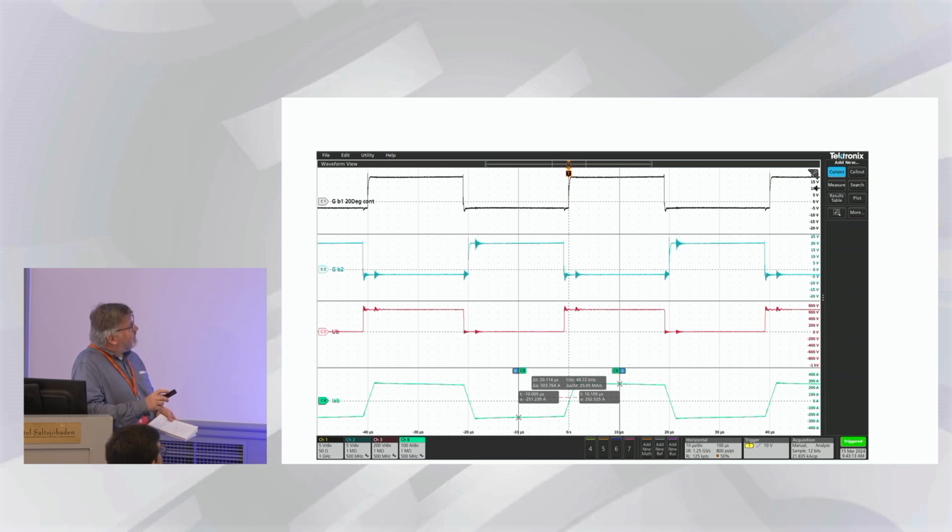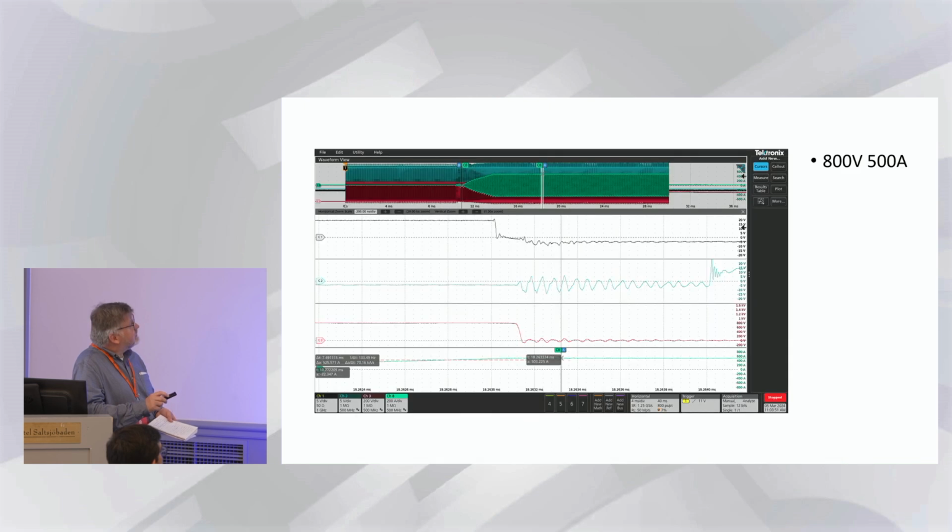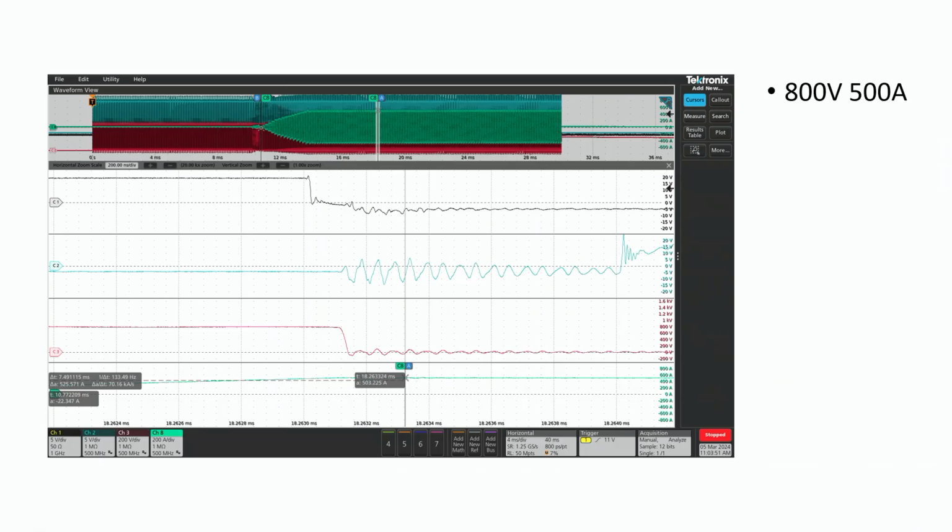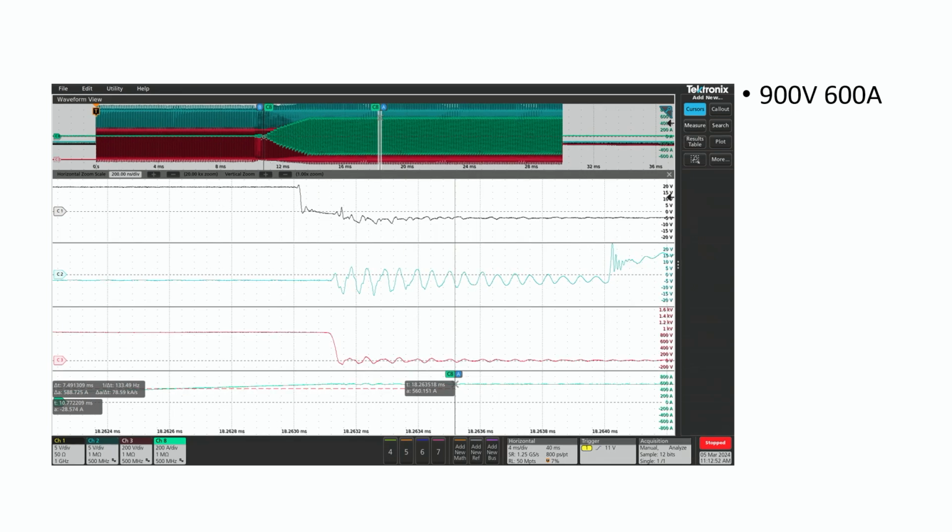If we magnify the switching, here we have turn off at 800 volt, 500 amps. This is the gate voltage, and this is the drain source voltage. The switching looks really nice. There is almost no undershoot at all. This is 900 volt, 600 amps, and it looks almost the same.